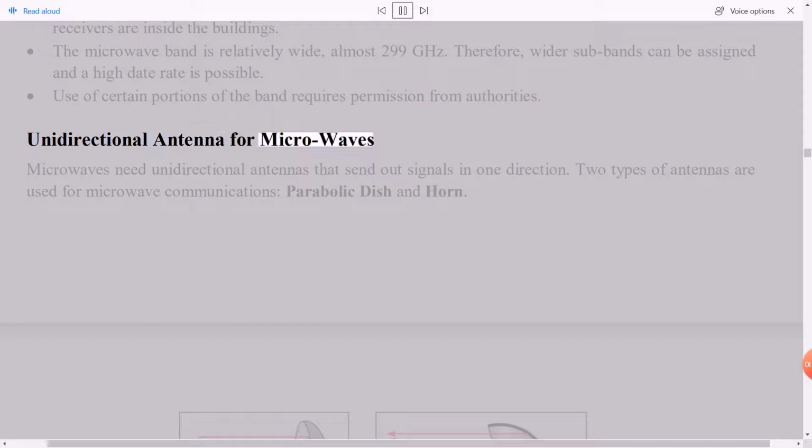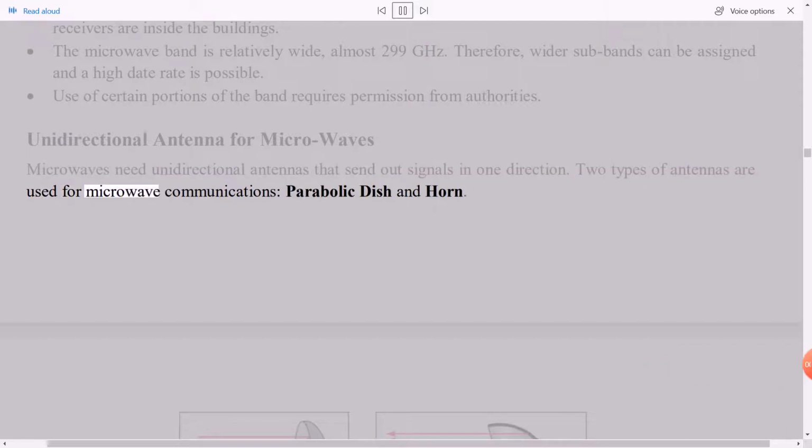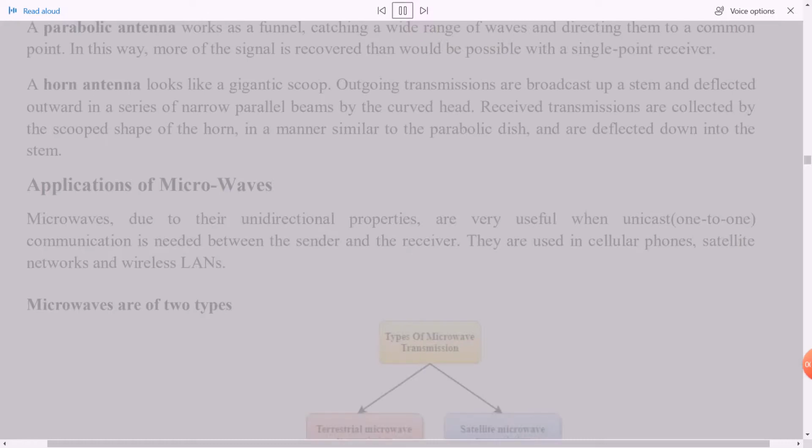Unidirectional antenna for microwaves. Microwaves need unidirectional antennas that send out signals in one direction. Two types of antennas are used for microwave communications: parabolic dish and horn. A parabolic antenna works as a funnel, catching a wide range of waves and directing them to a common point. In this way, more of the signal is recovered than would be possible with a single-point receiver.